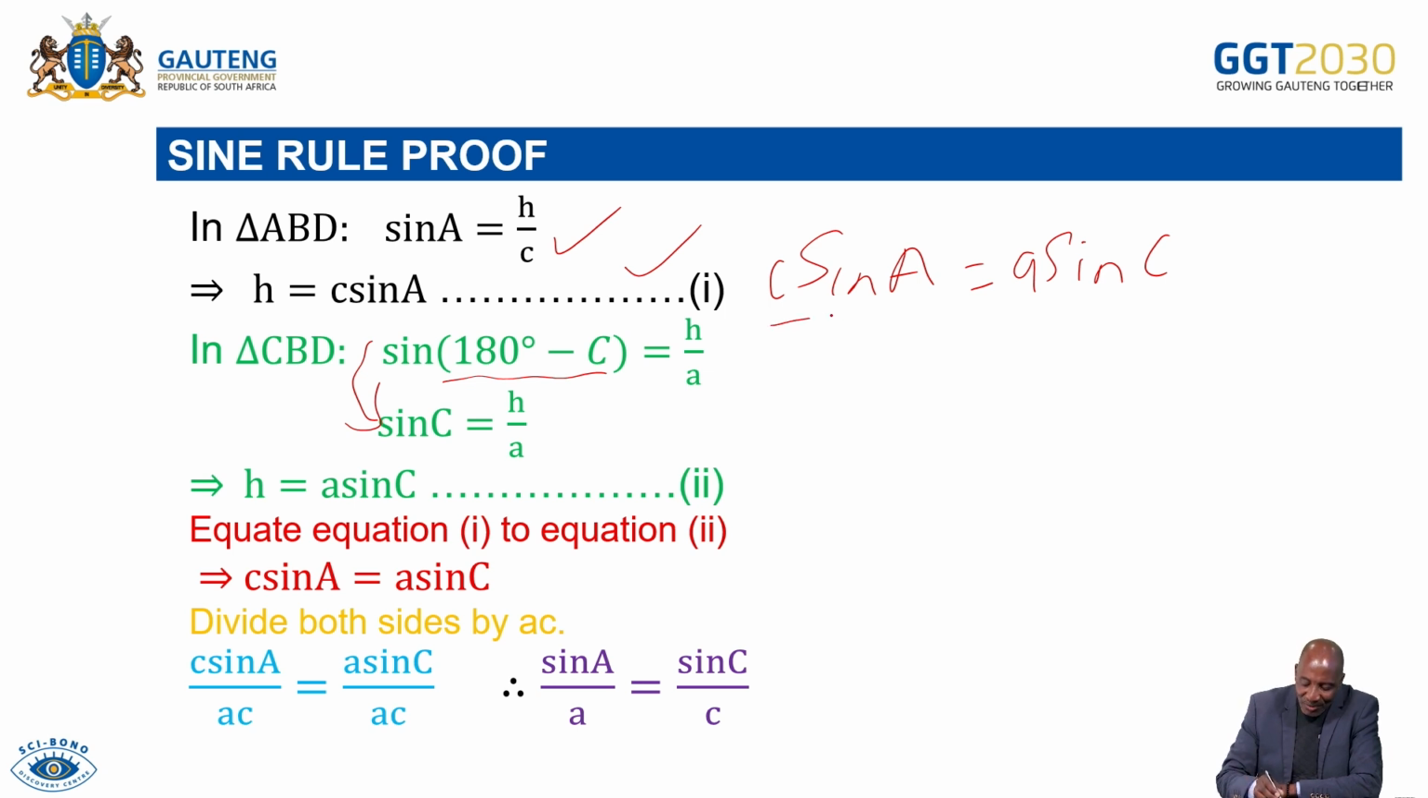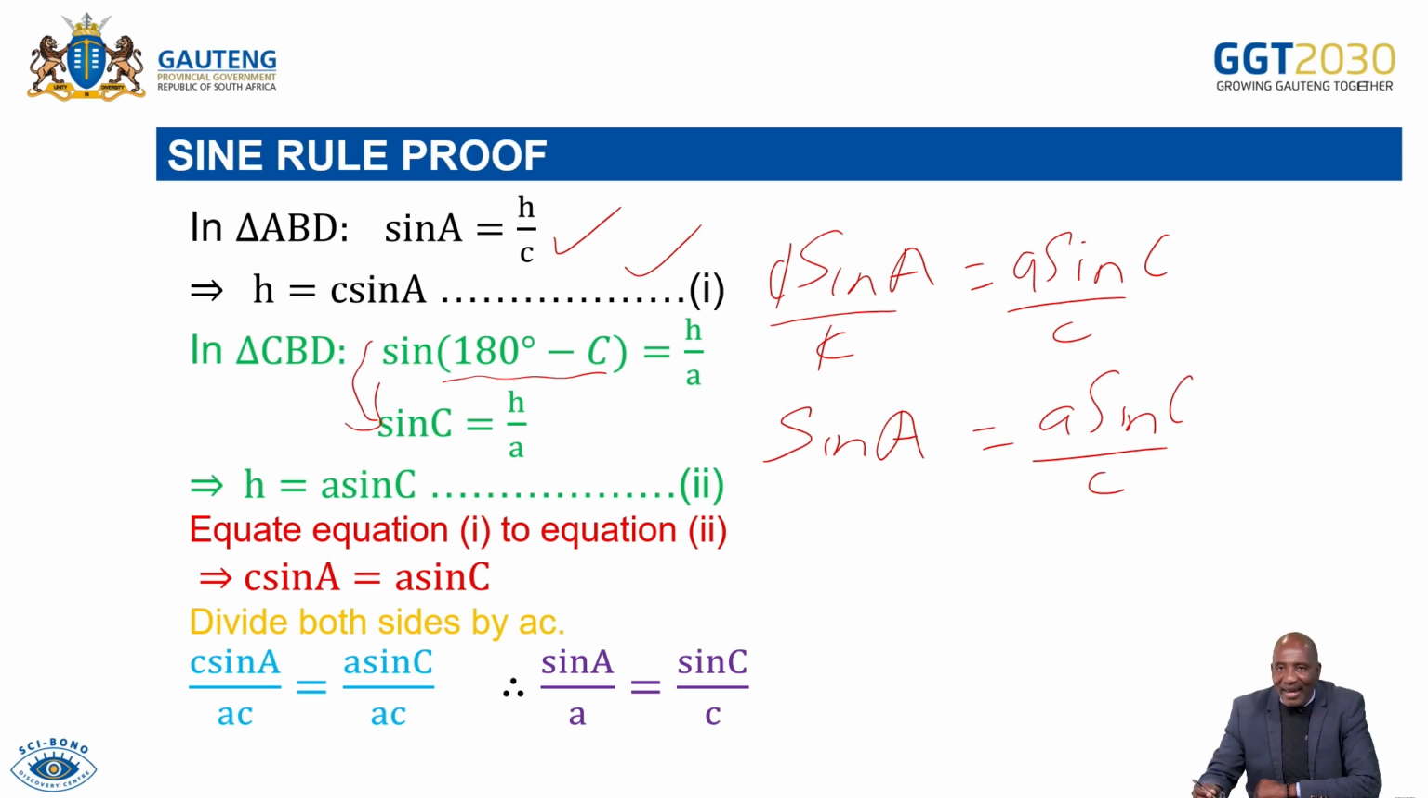You can divide both sides by c. This side c will divide and go. We are left with sine of a is equals to a sine of c divided by c. I want to get rid of a, so I'm going to divide both sides by a. Divide this side by a, divide that side by a. The a's will divide and go this side.